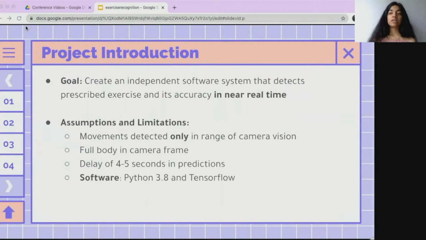The project goal was hence to create an independent software system to avoid any technical difficulties with integrating the system on the health box. There are assumptions and limitations under which our system remains consistent. Movements can only be detected in the range of camera vision. In addition to this, the whole body should be in the camera's frame in order for correct predictions to be made. The software system runs with Python 3.8 and uses TensorFlow tools.